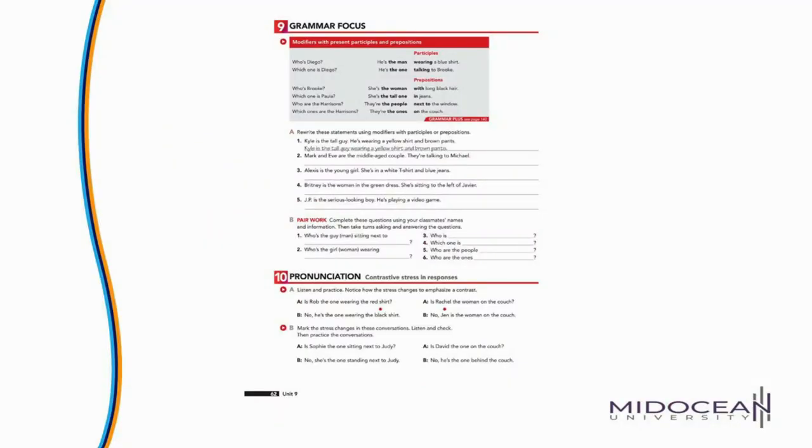Now, in part 9, we're going to talk about modifiers with present participles and prepositions. Listen, please. Participles. Who's Diego? He's the man wearing a blue shirt. Which one is Diego? He's the one talking to Brooke.